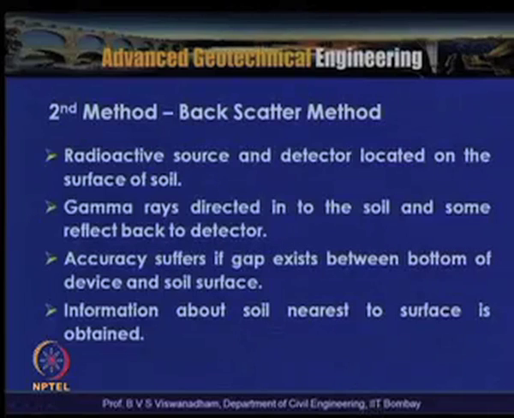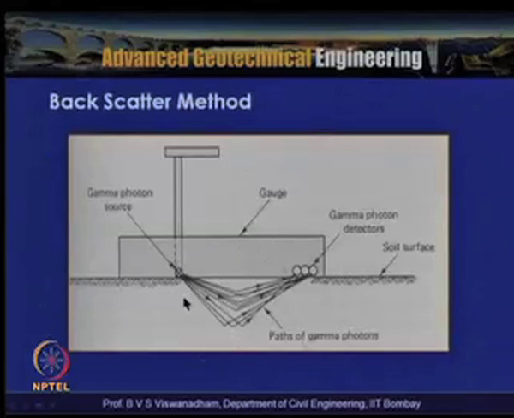In the second method, called the backscatter method, the radioactive source and detector are located on the surface of the soil itself. This is widely used in the majority of the equipment available. Gamma rays are directed into the soil and some reflect back to the detector, and accuracy suffers if a gap exists between the soil surface and the nuclear density device. So information about the soil nearest to the surface is obtained. In the backscatter method, the detector and the source are at the same place, and it has to be in touch with the soil, so information from the surface of the soil can be obtained very effectively.